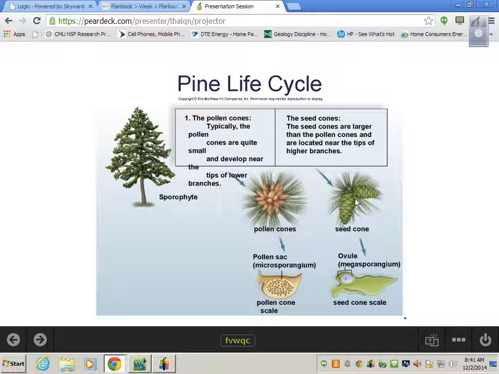And you guys ever look closely at a pine cone? It looks like it has scales. See how it looks kind of like a reptile a little bit? Okay, so that's called the seed cone scale. Now, the pollen cone scale is similar, but you have to look a little closer because it's smaller. It's the microsporangium.